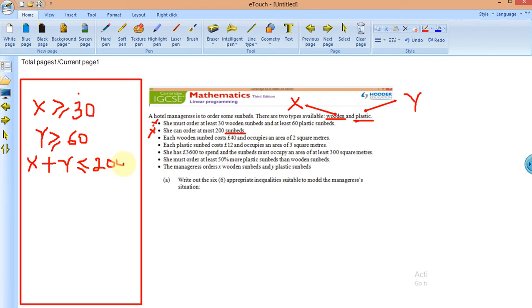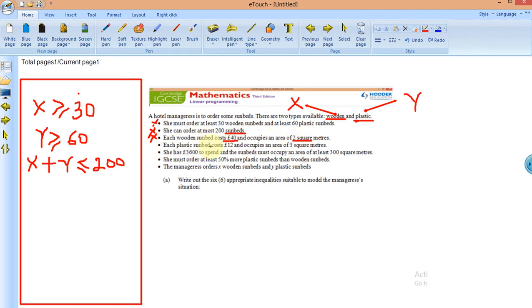So that's a good one. Let's go for the next information and represent it also. Each wooden sunbed costs 40 pounds. Now this has to do with money, and occupies an area. So this is area. So we have two different pieces of information here: we have area, and we also have costs. Let's just keep this and see what we are going to do with that. This has to do with the wooden sunbed, so this has to do with x. Something like 40x. This will be something like 2x.